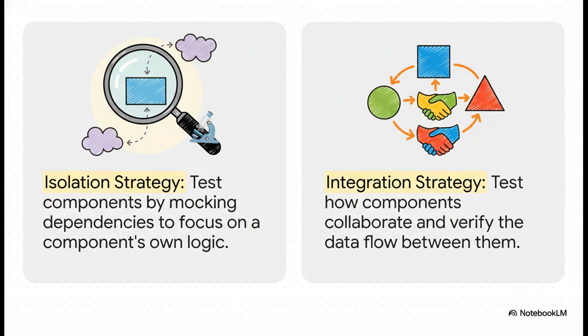Now, when it comes to strategy, you've got two main approaches. The first is isolation. That's where you test one single component all by itself and you fake any data it needs from the outside world. This is perfect for making sure its own internal logic is solid. Then you have integration. That's where you test how a bunch of components work together to make sure they're passing data and communicating correctly. You really need both to build a rock-solid system.